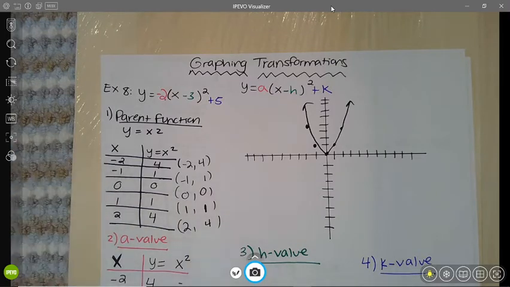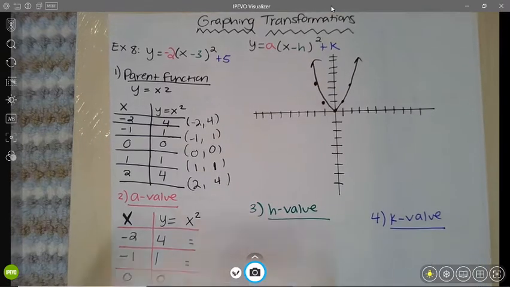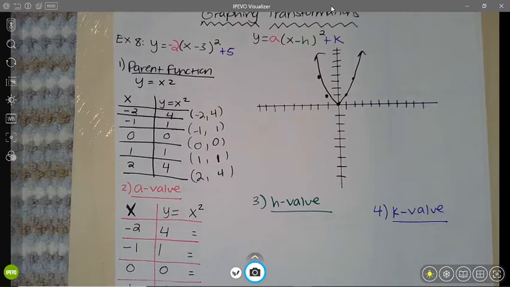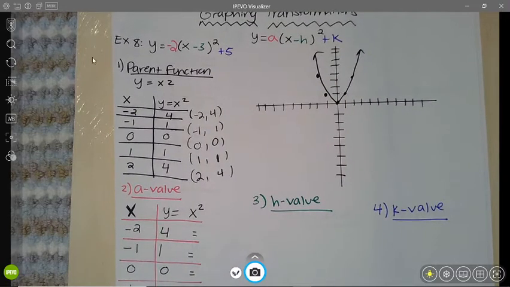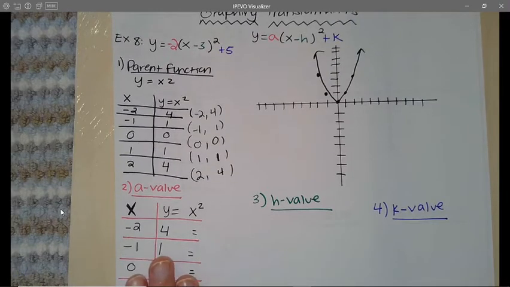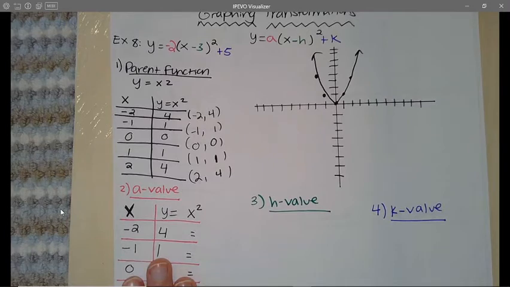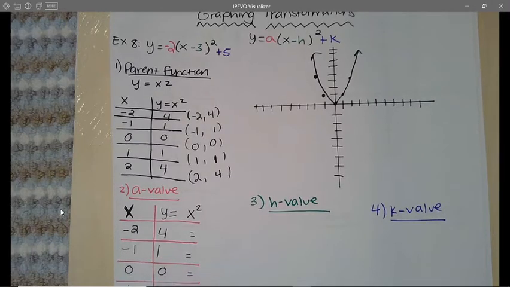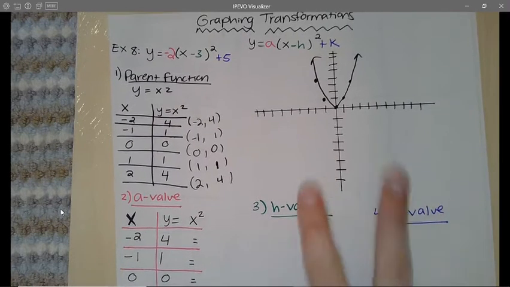Now, after the parent function, it is very important that the next transformation that we tackle is always the a value. It's not wrong if you don't do the a value first, but I'm going to tell you, if you wait to do the a value until the end, it's going to get a lot more complicated. So I like to go ahead and deal with the a value, and after that, it doesn't matter if you do the h or k value next. The order of those two doesn't matter.